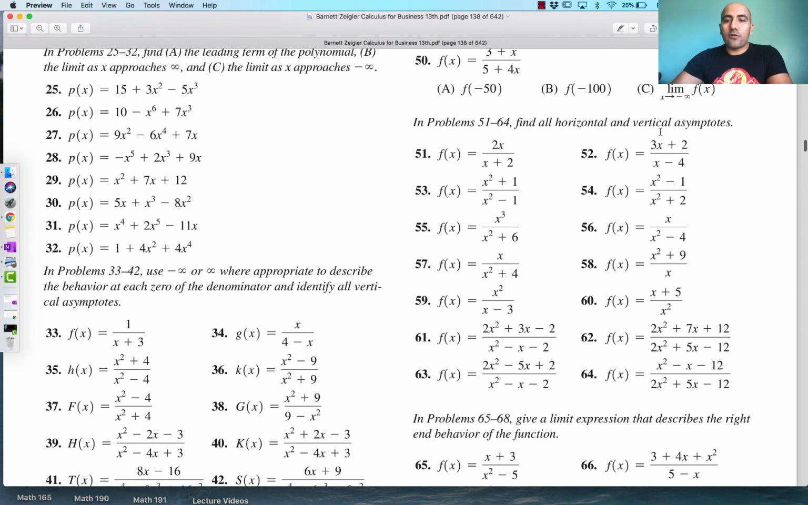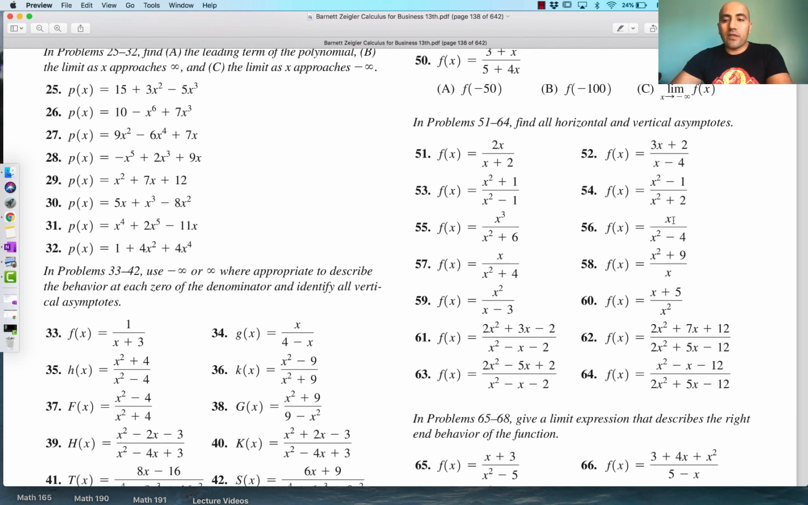Find all horizontal and vertical asymptotes. Okay, so to find vertical asymptotes, we know we have to figure out when the denominator is going to be 0. There will be vertical asymptotes at all x values that result in a 0 in the denominator and a non-zero in the numerator. So for example, for number 52, x equals 4 will be a vertical asymptote, right? Because that results in a 0 in the denominator, and 4 times 3 plus 2 is 14 in the numerator. So that'll be a vertical asymptote at x equals 4.